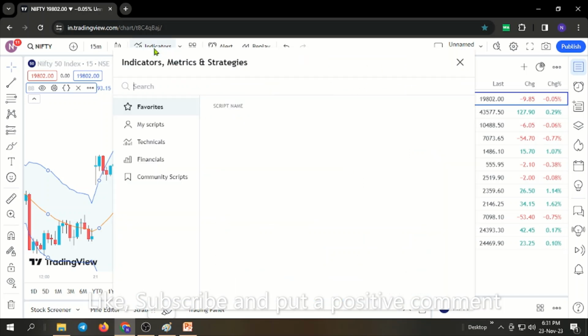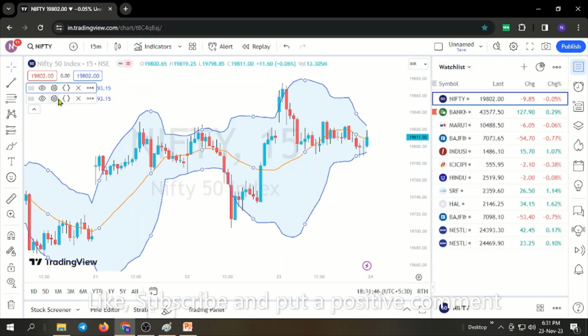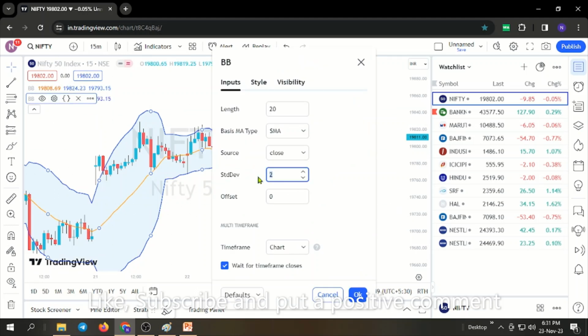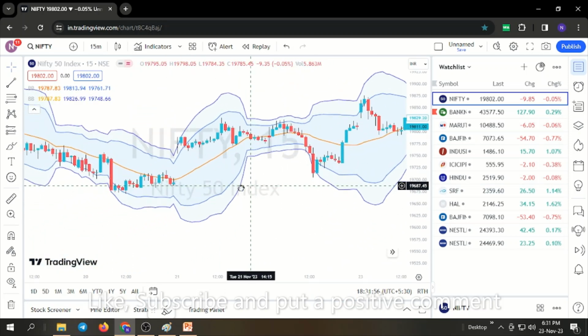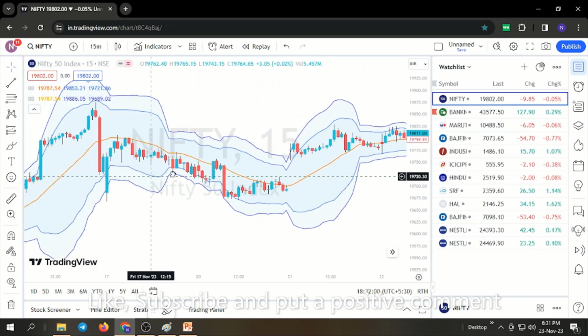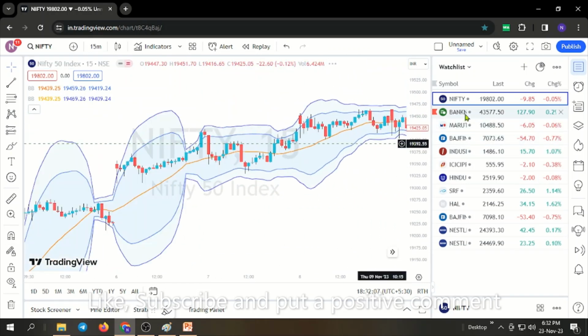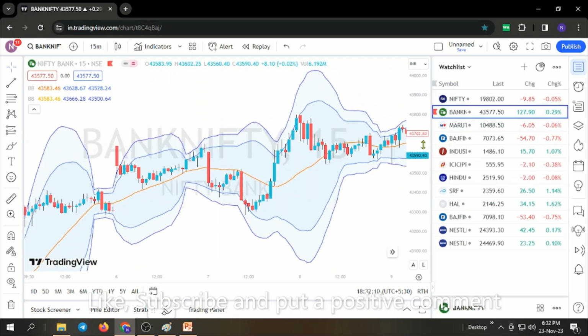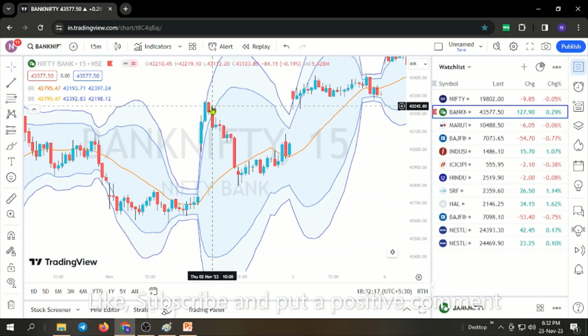Now, some people plot two Bollinger Bands, and for the second Bollinger Band they make 3 the standard deviation. Have you seen now? Sometimes price will go out of the band, but not out of the second Bollinger Band, and it will come back. It will happen more in Bank Nifty. See this. It will come back.